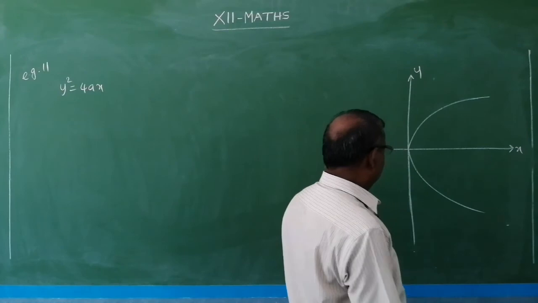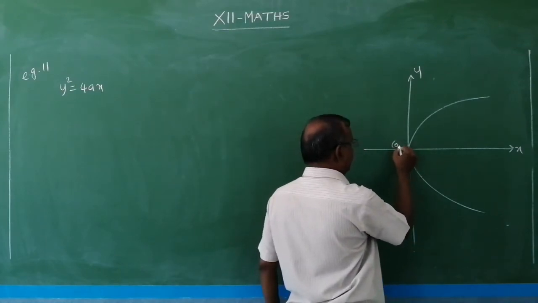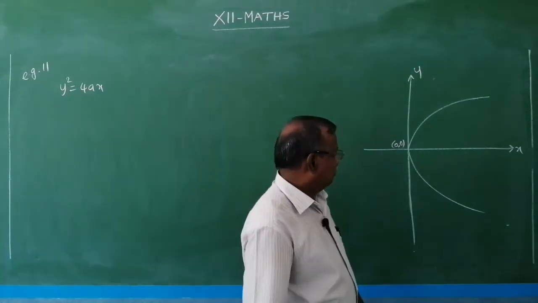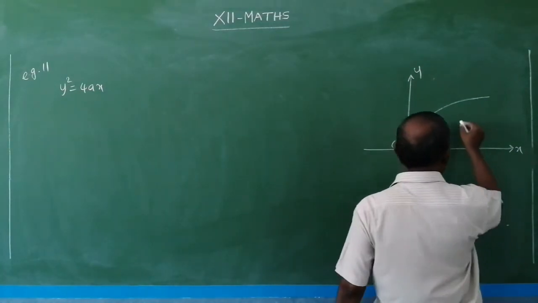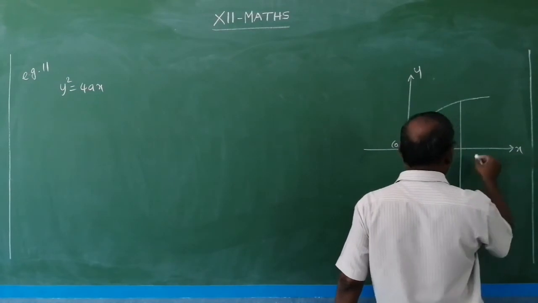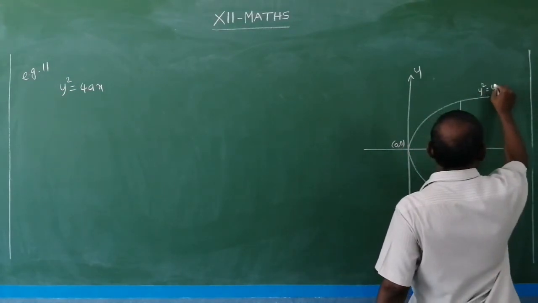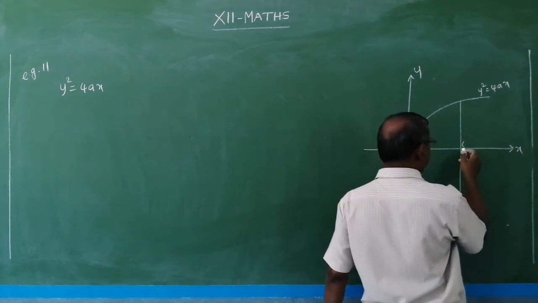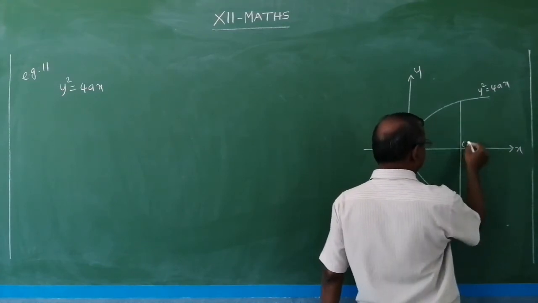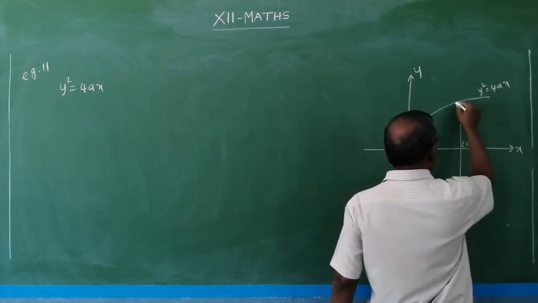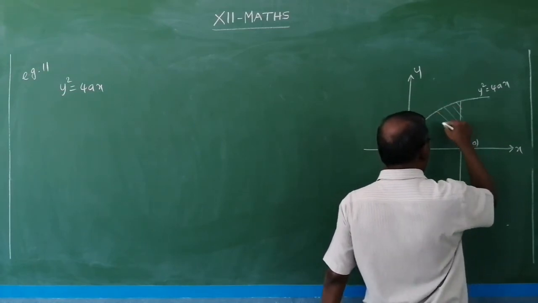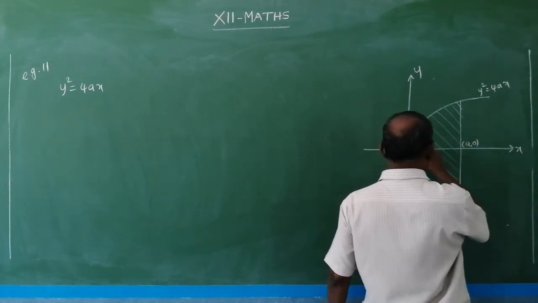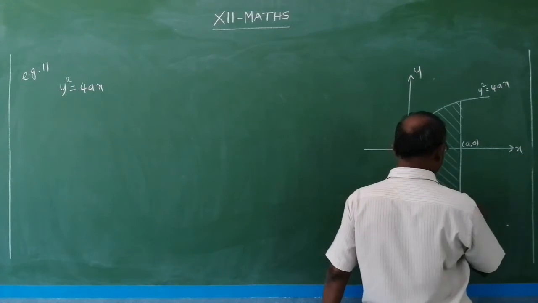Now it passes through the origin, so 0 comma 0, and the equation of the latus rectum for the parabola open rightward is x equal to a. So this is y square equal to 4ax, and this is x equal to a. This point of intersection of the axis and latus rectum is a comma 0. Now this is the region. We have to find the area of this region.